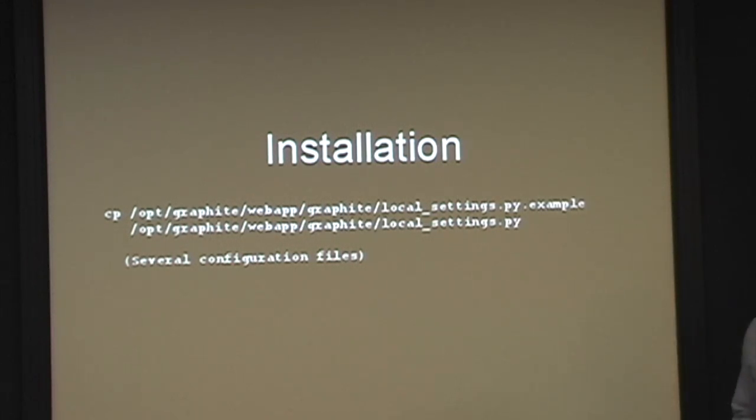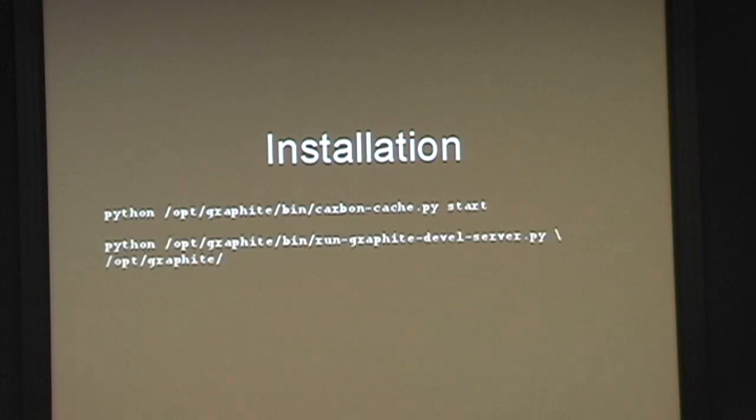Graphite itself includes a bunch of default config files that generally work out of the box. However, they're given a .example ending, so you have to bring those into the right position to work. And those are all covered in the installation.